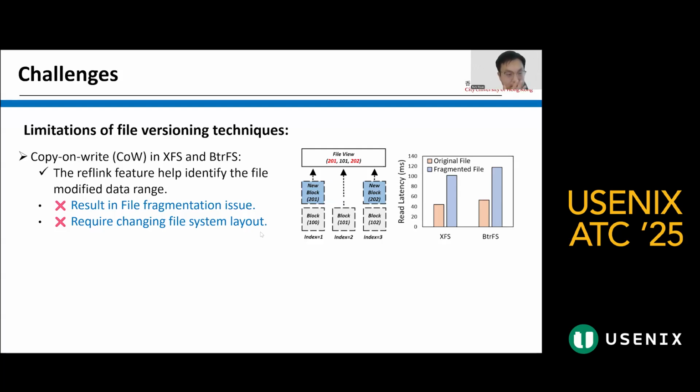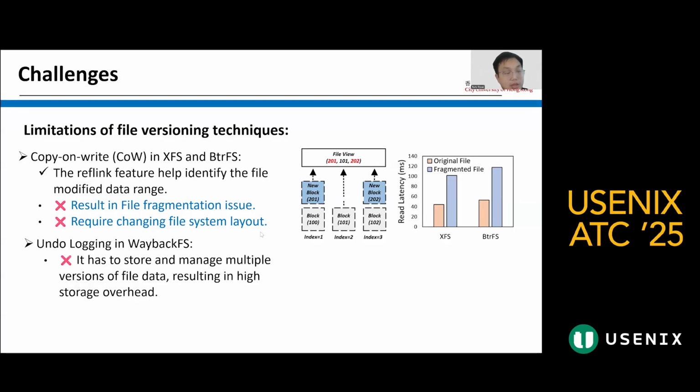But these techniques have some limitations. The first one is that the copy on write approach will result in a file fragmentation issue, and then degrade the sequential read performance, like the figure shown at the rightmost side. It also requires changing the file system layout of the existing mobile file system. It is very impractical to change popular mobile file systems.